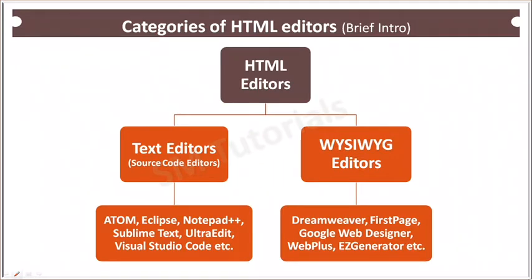The first one is text editor or source code editor. Basically, in such editors, what we do is we write manual code in order to design a web page. In order to use such kind of editors, text editors, we have to write code. So basically we need knowledge to write code for HTML. So we will write code in a text editor, source code editor.